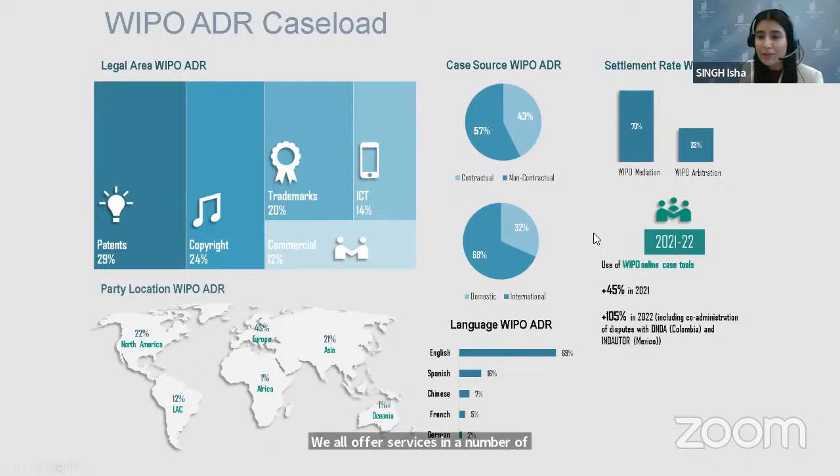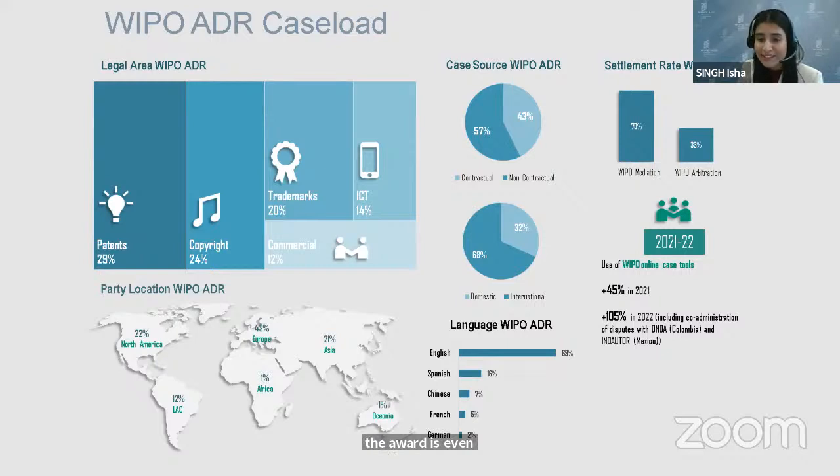And as Heike mentioned, the average settlement rates in WIPO cases have been quite good, of more than 70% in WIPO mediation cases and almost 33% in WIPO arbitration, which is, I think 1 in 3 cases have settled before the arbitral award is even rendered.